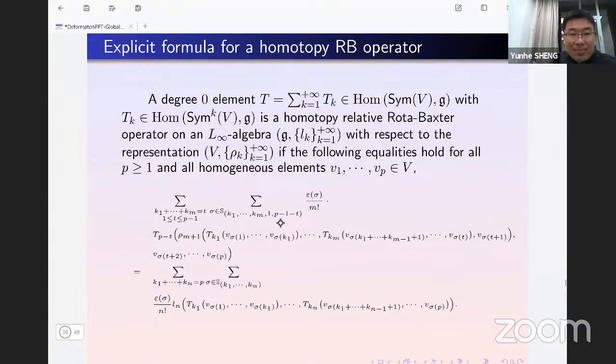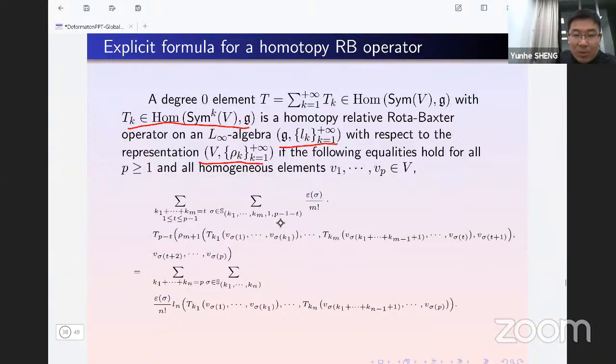Here, I would like to give the explicit formula for a homotopy relative Rota-Baxter operator. So the degree 0 element T, which is the direct sum of T_k, where T_k is in this space, is a homotopy relative Rota-Baxter operator on an L infinity algebra G with respect to this representation, if and only if the following equalities are satisfied. You can see this formula is a little complicated, but we can compare it to the classical case.